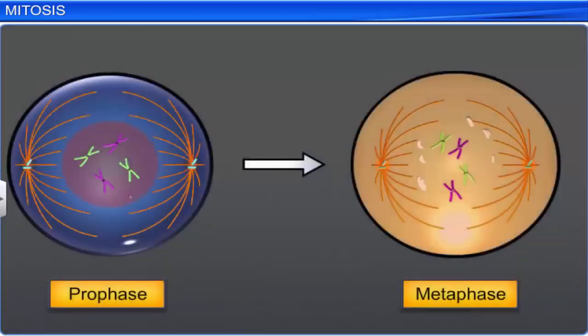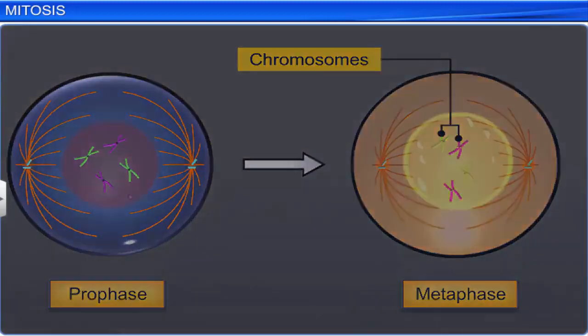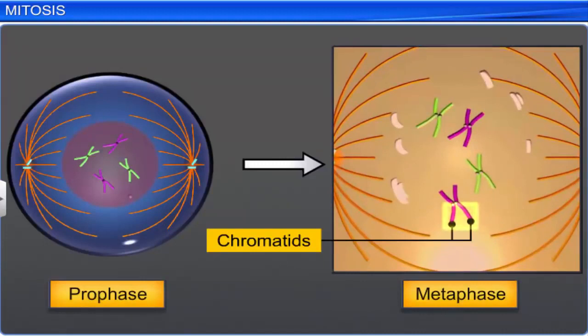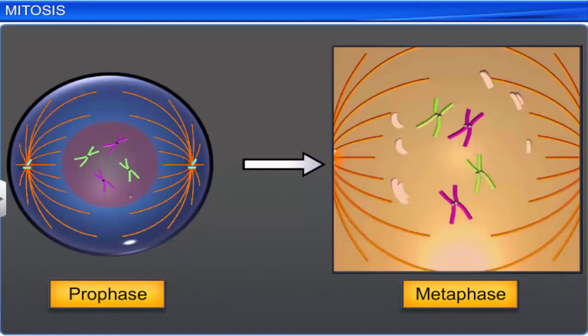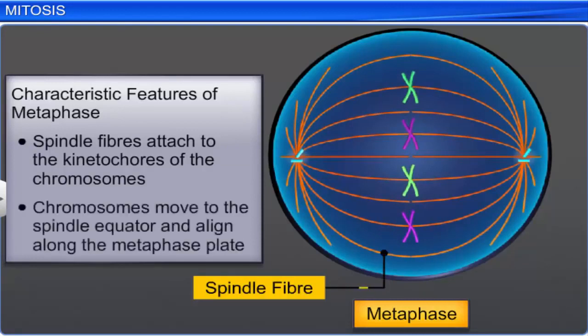During this stage, the chromosomes can be clearly seen and studied under the microscope as their condensation is complete. Moreover, each chromosome is made up of 2 sister chromatids bound together by a centromere. Each centromere has a small disc-shaped structure on its surface called the kinetochore. Spindle fibers attach to the kinetochores of the chromosomes, and the chromosomes move towards the spindle equator. The plane of alignment of the chromosomes during this phase is known as the metaphase plate.